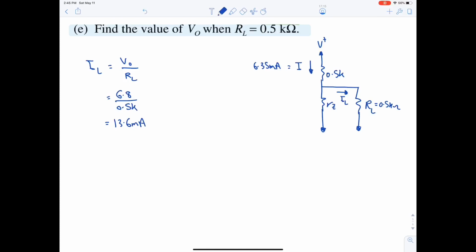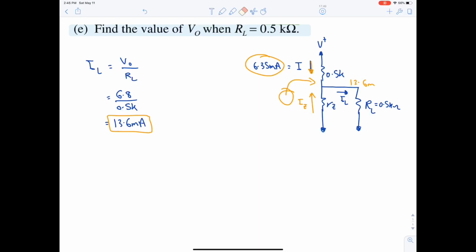Now you have to think a little bit about this number. This number is 13.6 milli. The total source is 6.35. So how come the source is 6 and what's leaving is 13.6? What does this mean? This means that IZ has to be in the opposite direction, right? Because 6 plus something has to add up to 13.6.